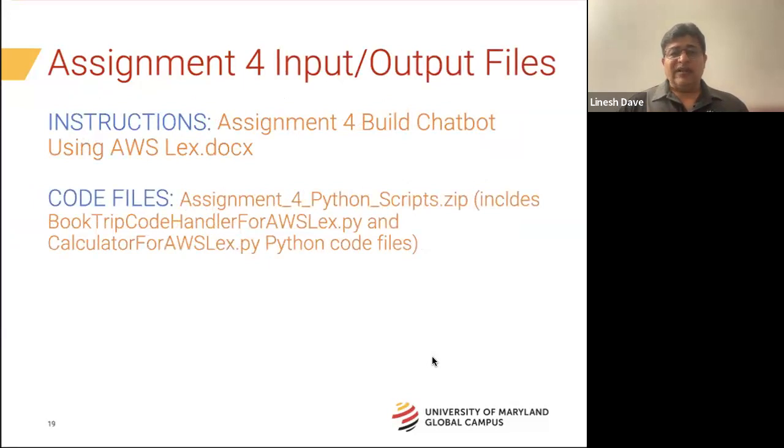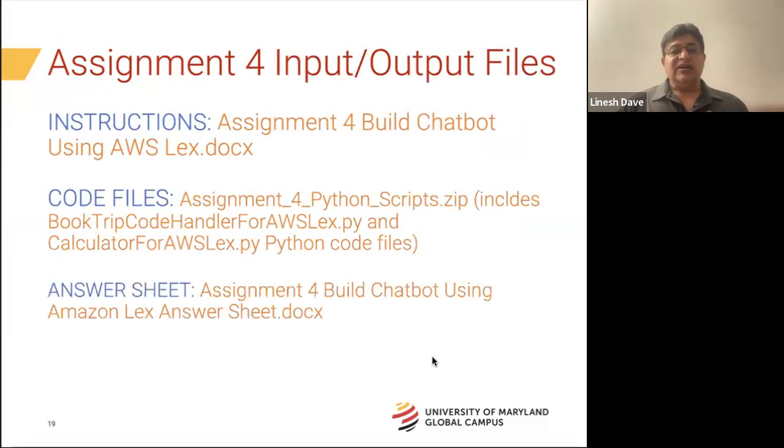You have your code files that are going to help you build your Lambda functions. And then you have an answer sheet. The answer sheet is the one that you will be returning. Very important: there's a template sheet provided to you where you need to provide your screenshots.